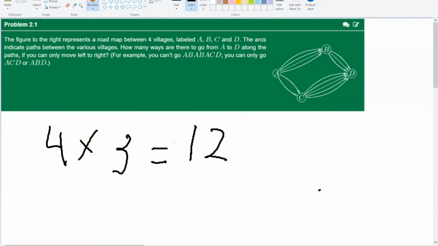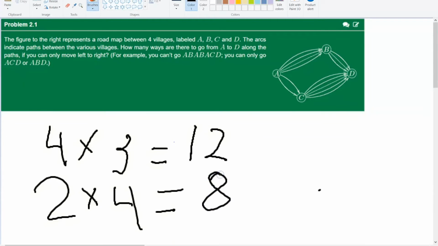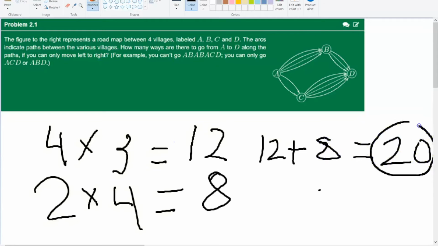We repeat a similar idea for the path ACD. There's 2 ways to get from A to C, and 4 ways to get from C to D, leaving us with 8 ways to get from A to D through C. We will add the answers we get for each case, since the path ABD is independent of the path ACD. Hence, 8 plus 12 is equal to 20. That was a fun problem to gain some intuition about casework.